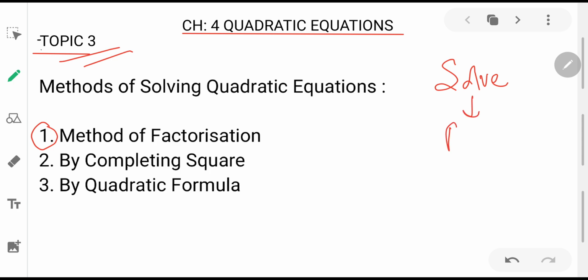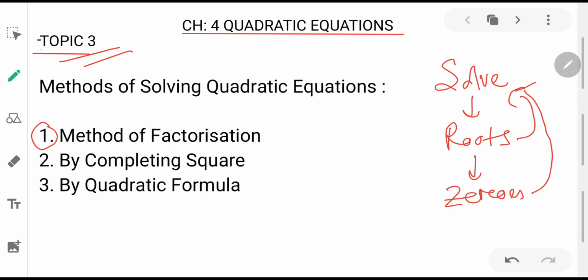Similarly, if you are asked to find the roots of a quadratic equation, then also you are being asked to solve the quadratic equation. If you are told to find the zeros of the quadratic equation, then also it means the same, that you are being asked to solve it. Now, you will get two roots or two solutions after solving a quadratic equation.